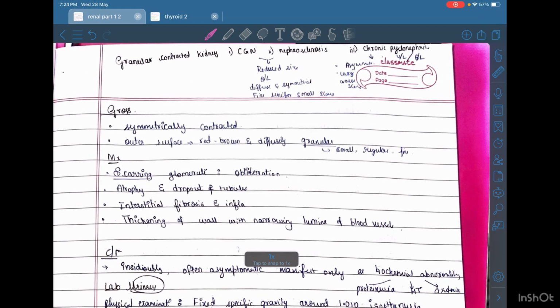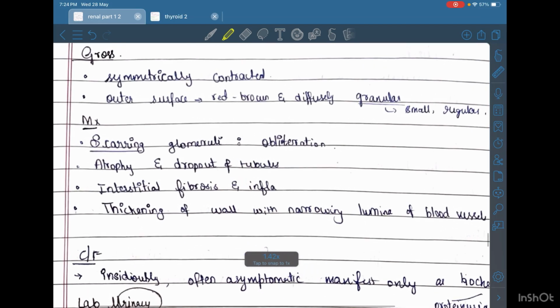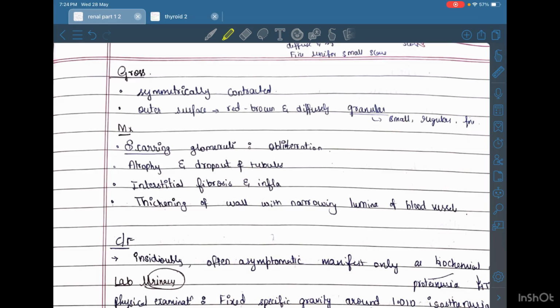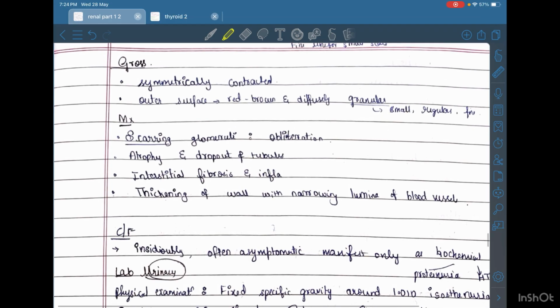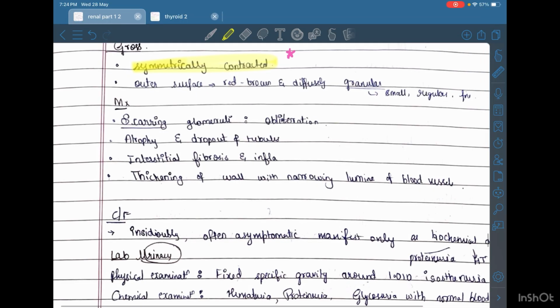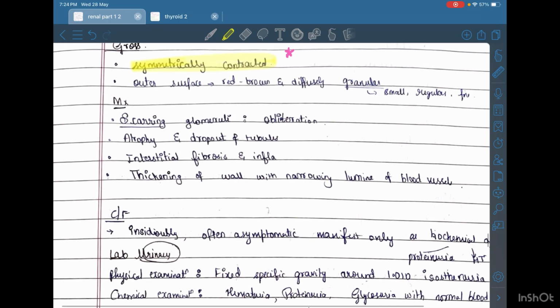So in gross, how do we see it? There will be a symmetrically contracted kidney, very important. The outer surface will be red-brown and diffusely granular, with small, regular, fine granules.